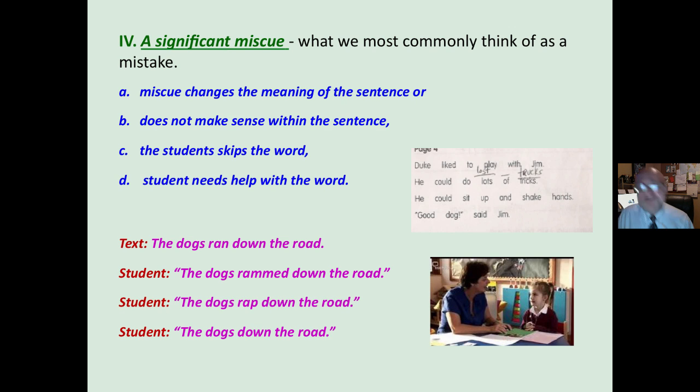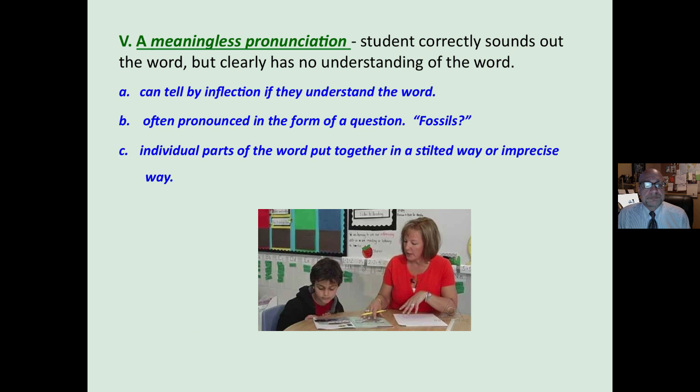A significant miscue is what we most commonly think of as a mistake. It changes the meaning of the sentence, and you have all sorts of examples there. It could be that the student skips the word as well.